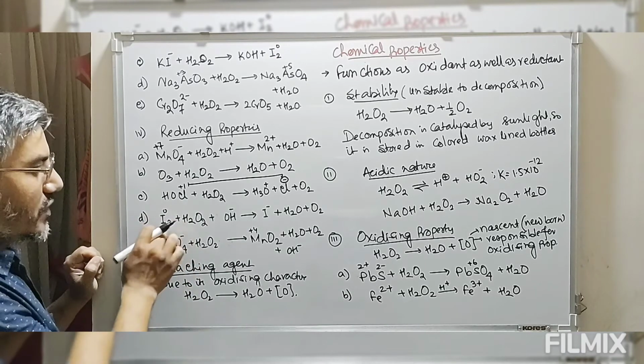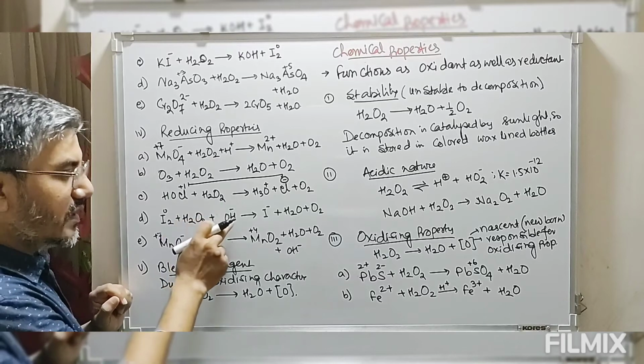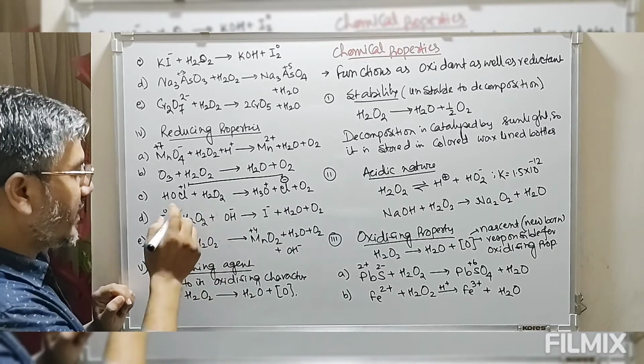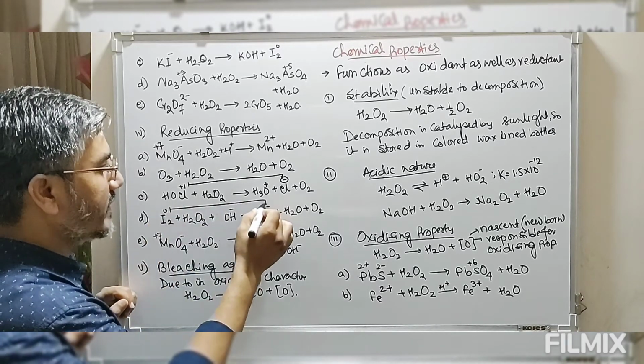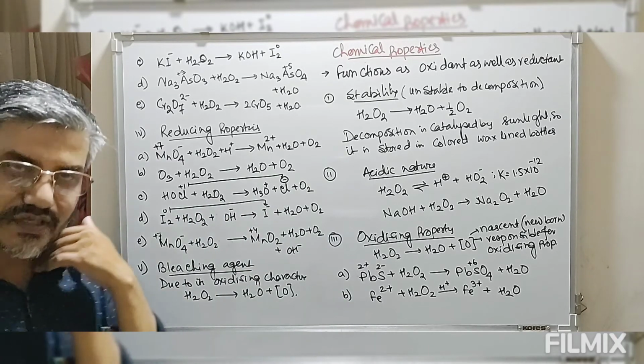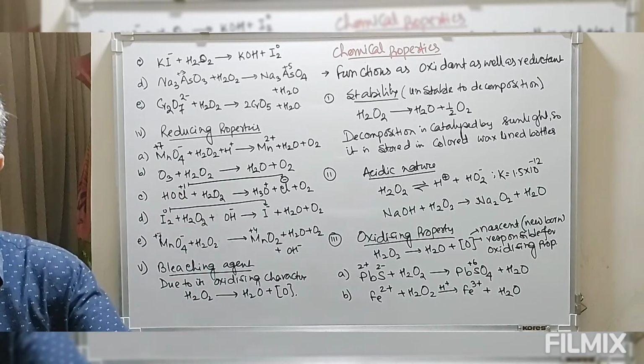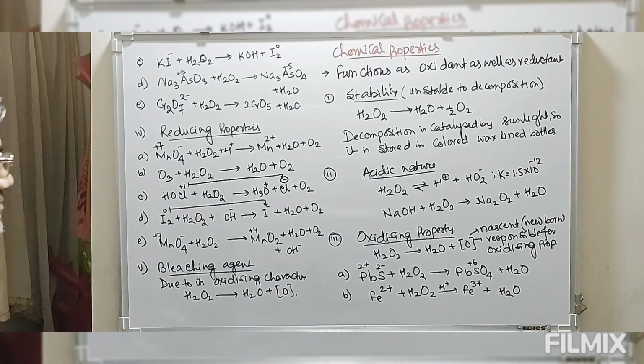Now look at this: molecular iodine reacts with hydrogen peroxide in alkaline or basic medium, when iodine is changing from 0 to -1, that is reduction. So molecular iodine can be reduced to iodide by reaction with hydrogen peroxide in alkaline or basic medium.